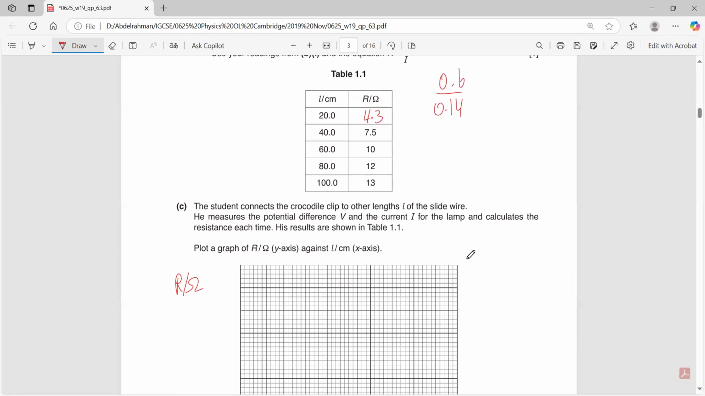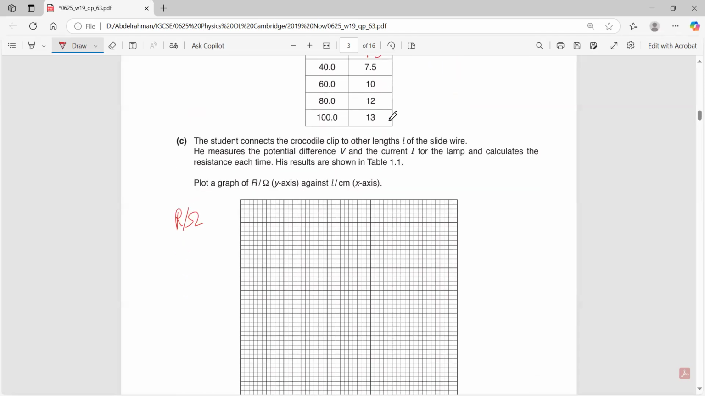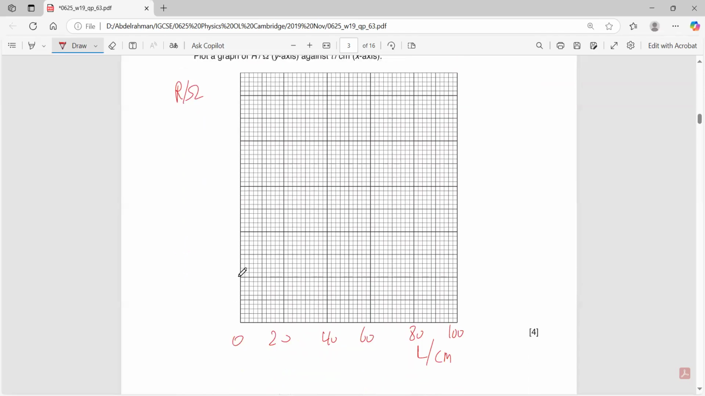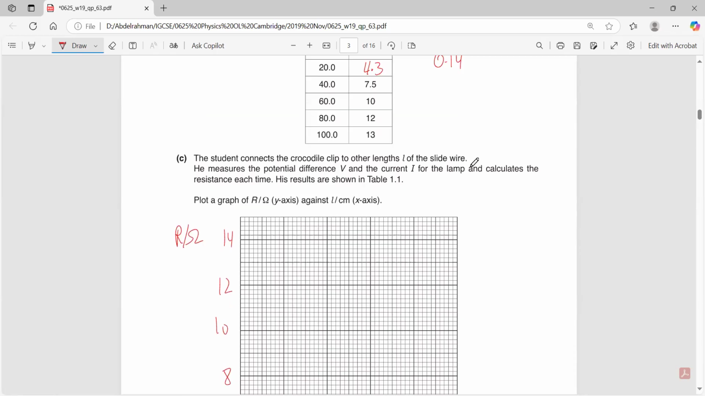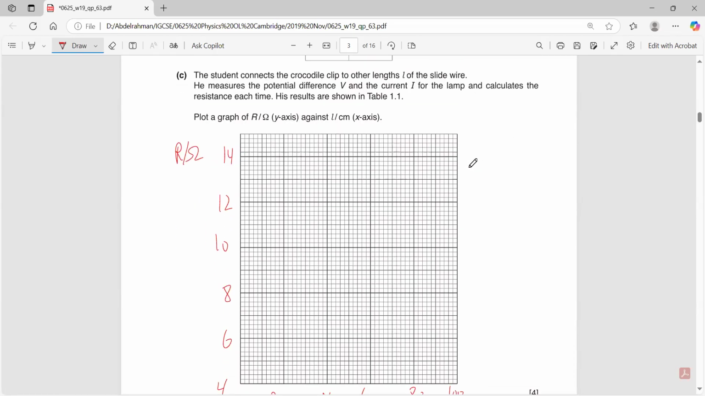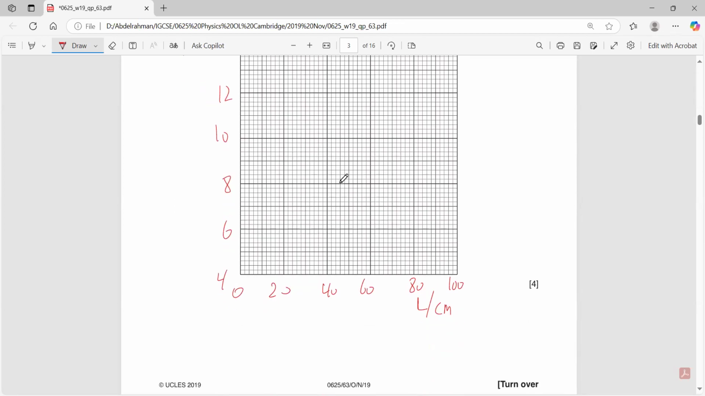What about the resistance? It's all the way up to 13. Can I start with 4? So if I say 4, 6, 8, 10, 12, 14, would that be enough? Yes, it would be enough.